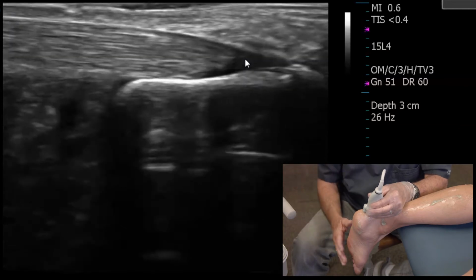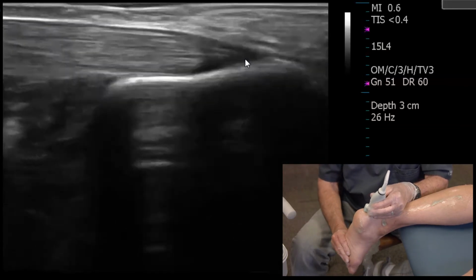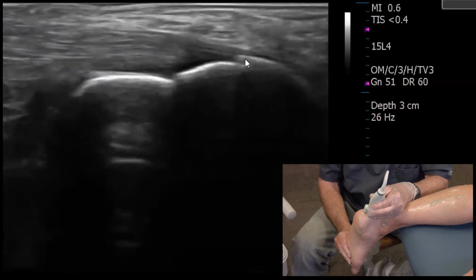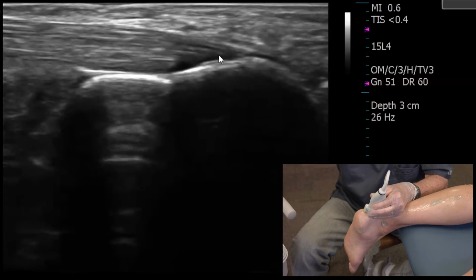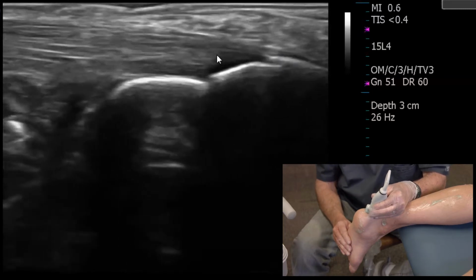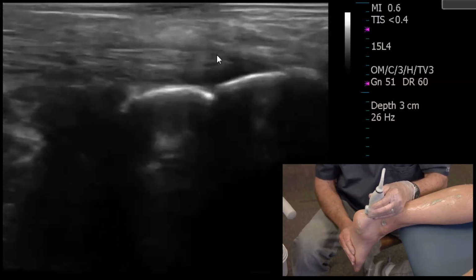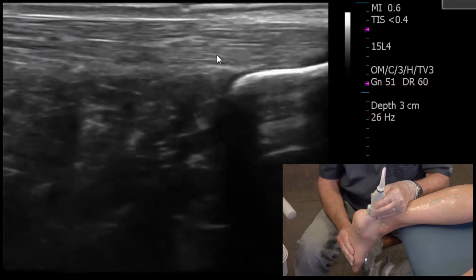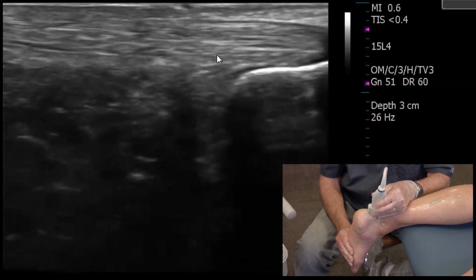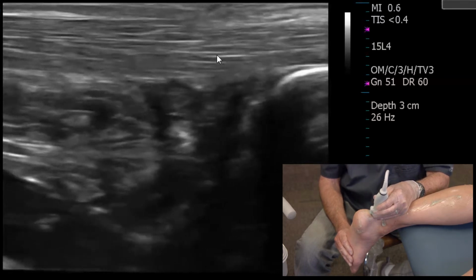So as we're looking at this here, as I'm dorsiflexing the foot and moving it, you can see that the fibers are there, so this tendon is intact, okay? It should be. This is a normal, healthy individual. As I move up again on the Achilles tendon, there are a couple of structures that we need to look at.